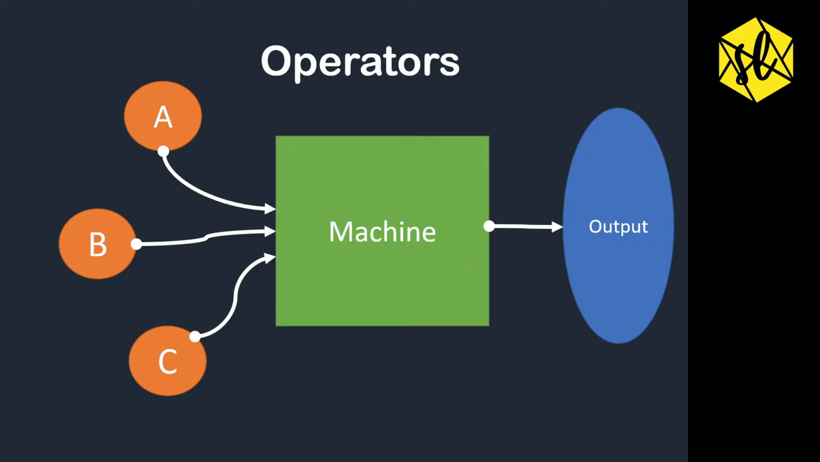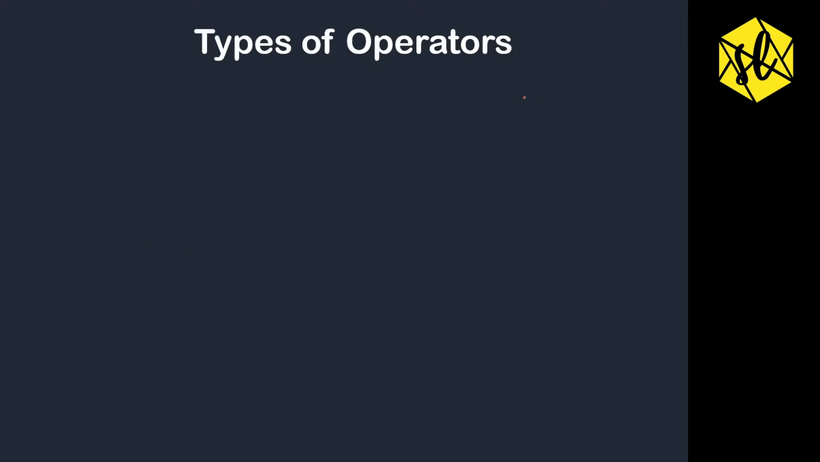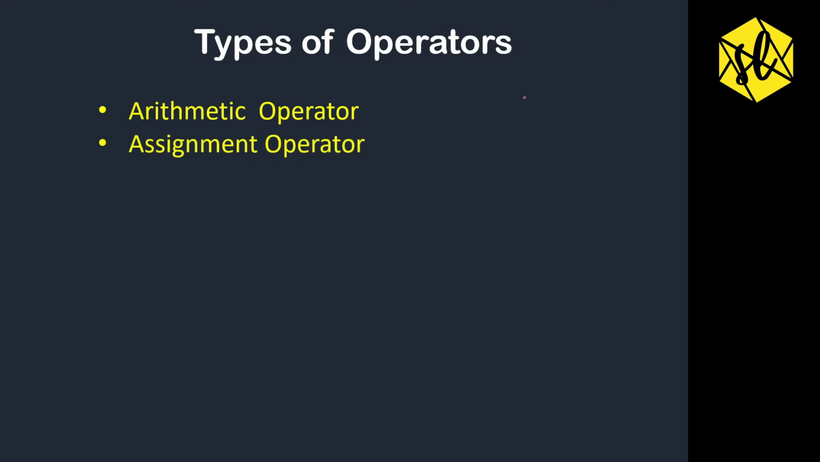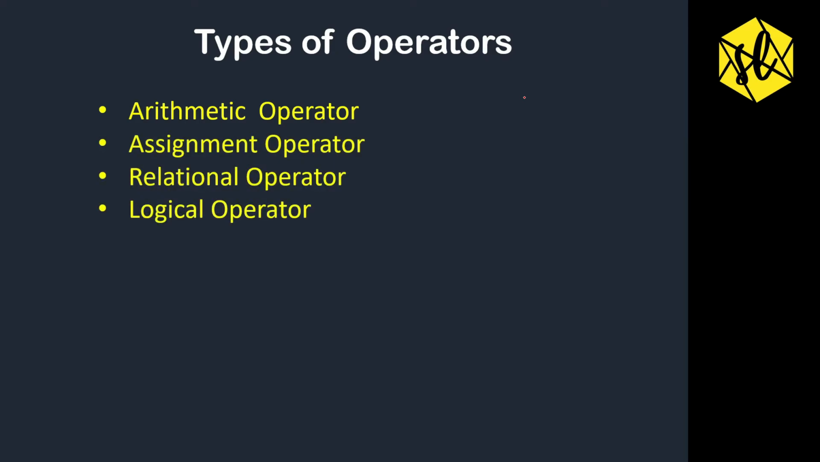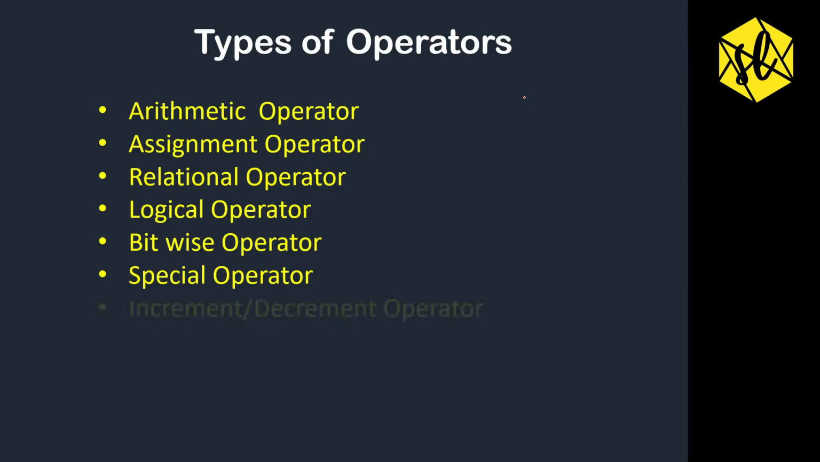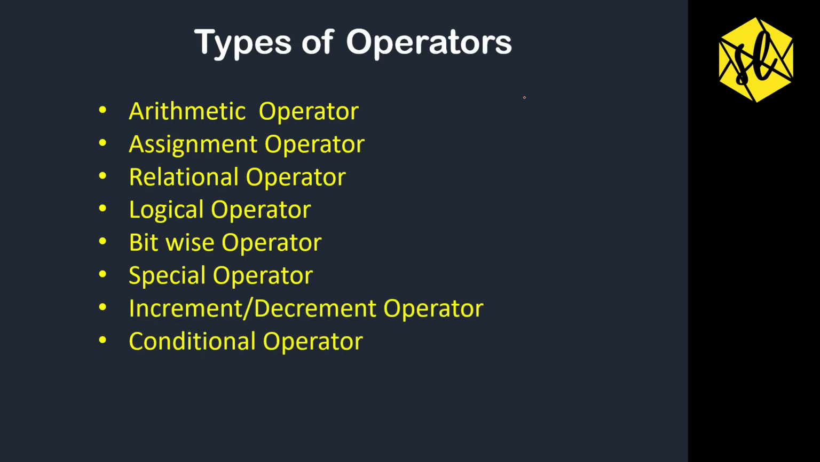Now we will be studying the types of operators, which are much more important than the definition of operators in a programming language. So the types of operators are arithmetic operator, assignment operator, relational operator, logical operator, bitwise operator, special operator, increment decrement operator, and conditional operator.